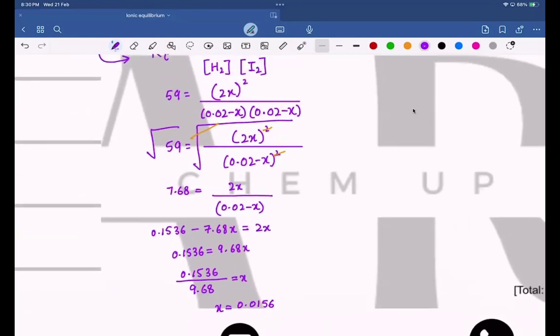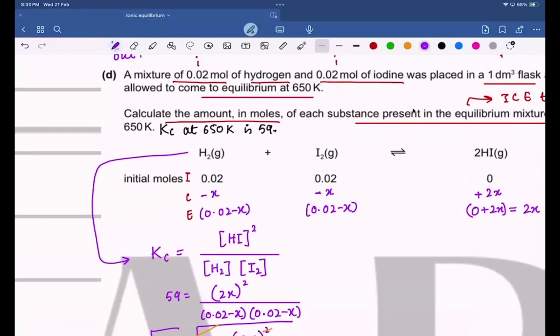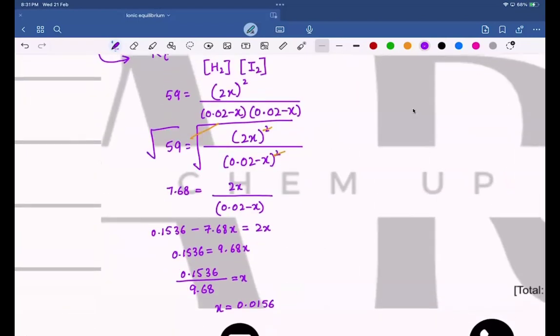Sir, can't x have two answers? But that will be very difficult for you. So that's why we don't do it by quadratic. Instead, we will do this, so we directly get the change. Is this clear? And sir, what about the unit? It's mole. It's the change in moles. X is the number of moles, isn't it? Okay, so till here, is this clear to all of you?